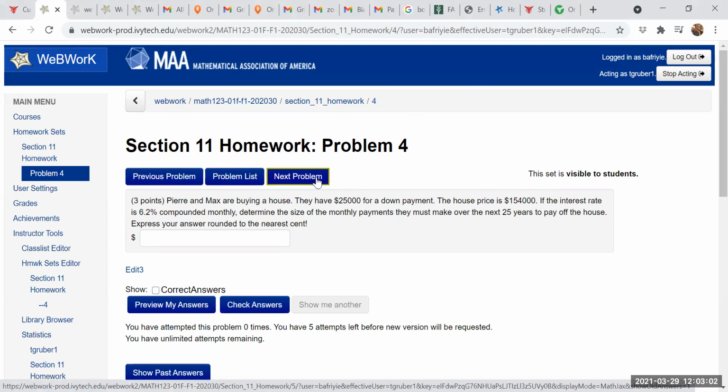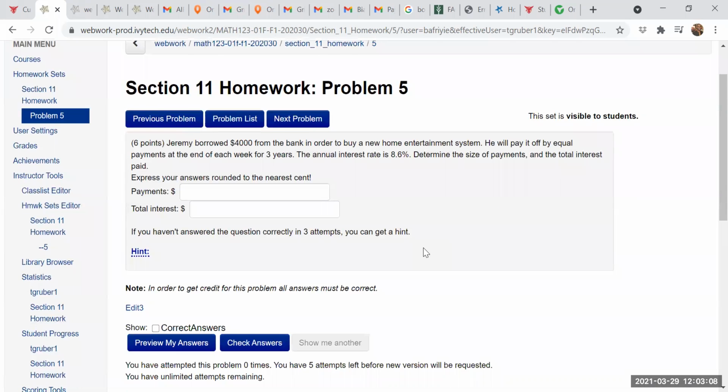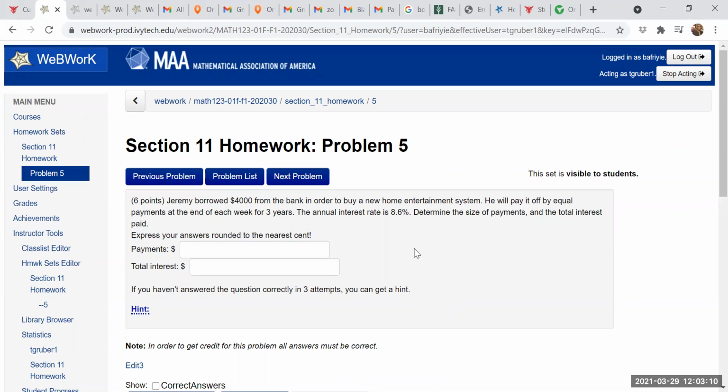So for number five, here as well, when we talk about payment, you have to think about using the PMT function. All right, so the PMT function I just took you through. So Jeremy borrowed this from the bank in order to buy a new home. Right, he will pay it off by equal payments at the end of each week.